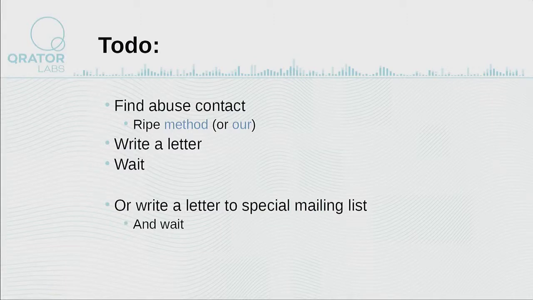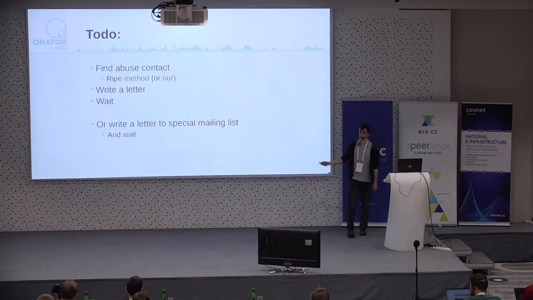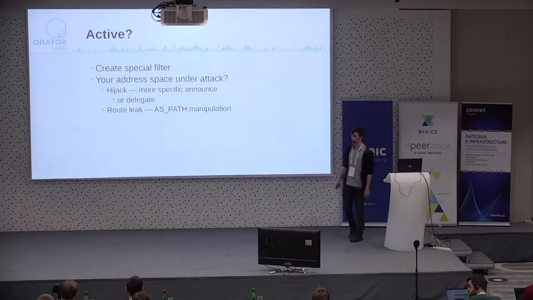Or just write to his upstream provider, convince him that, yeah, this is a bad guy, can you just block his route from announcing somewhere else globally? And also wait. Or just write a complaint to a special mailing list and also wait. Okay, I think you all find the similarity in all these cases. You must wait.